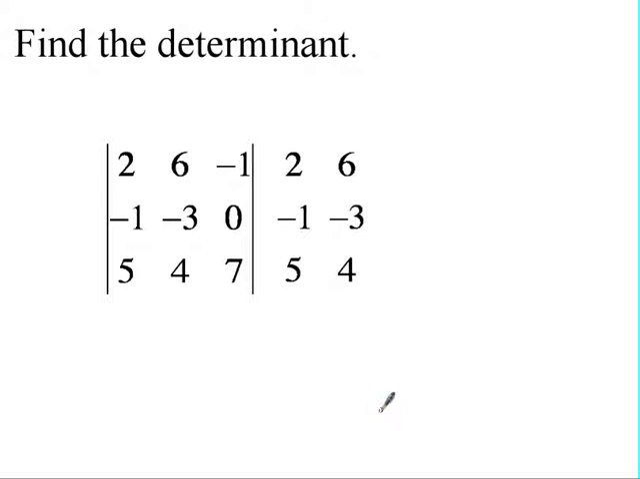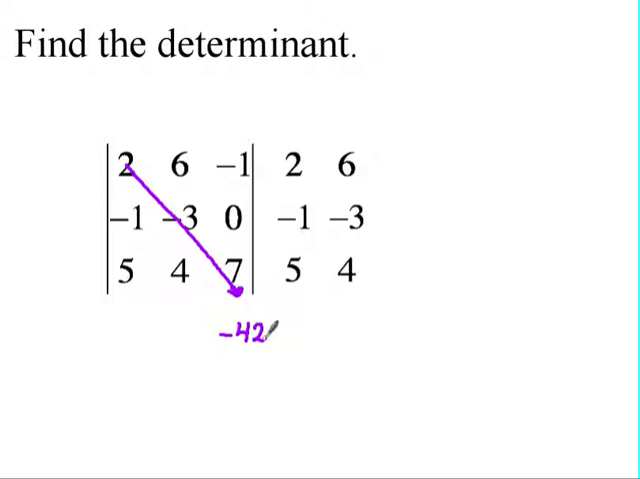So now once we copy those first 2, where do I start? What number will I start here with? The 2. And I'm going to go down. So when I go down, I take 2 times negative 3 times 7. So what is 2 times negative 3 times 7? Negative 42. So I'm going to go ahead, and if you notice, I'm just going to write that number down there.